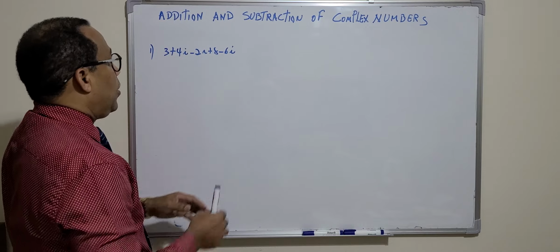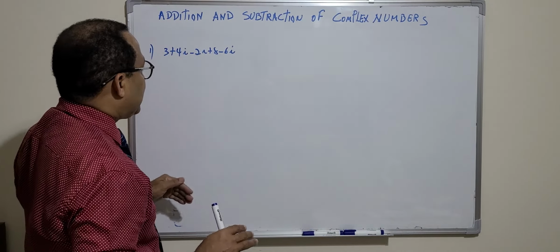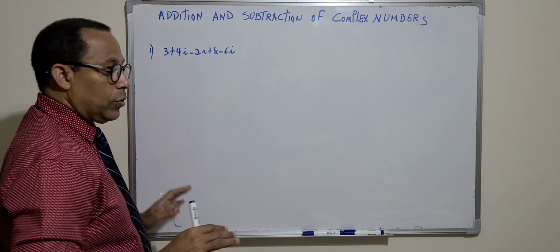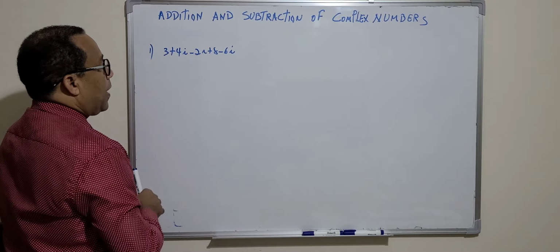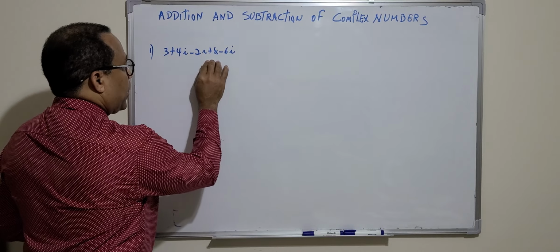As you can see, we have no multiplication. There's no parentheses, there's no times, we are not multiplying at all. So we are just adding or subtracting. So what I'm going to do, I'm just going to put the like terms together.